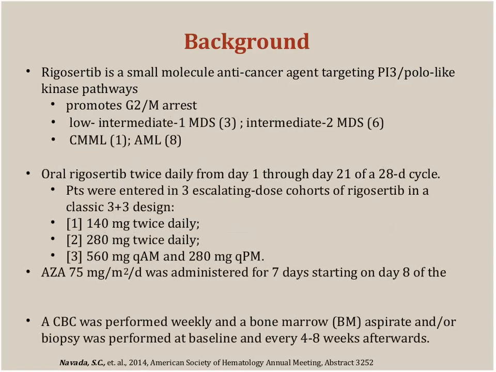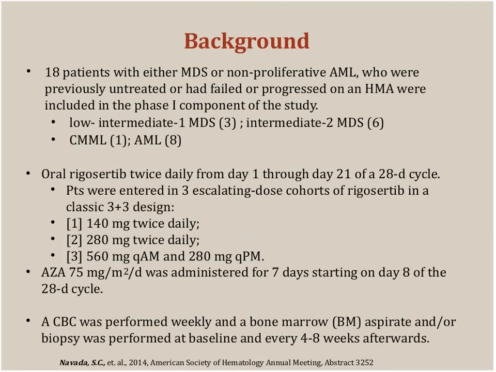And in vitro, at least, the effect appears to be sequence dependent, with rigosertib having to be given first, followed by azacitidine. So in this phase 1 study, 18 patients with MDS and non-proliferative AML were treated. Here you see the breakout of these patients, 10 with MDS, 8 with AML. The patients were treated in 3 cohort groups: 140 milligrams twice daily, 280 twice daily, and then the third cohort, 560 in the morning, 280 in the evening. AZA was administered for 7 days at the standard dose and schedule.